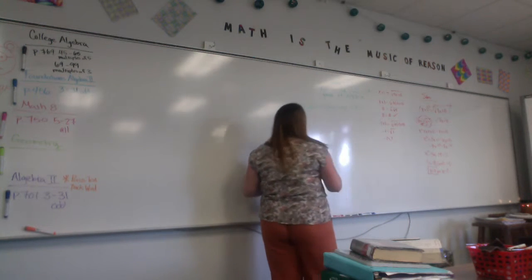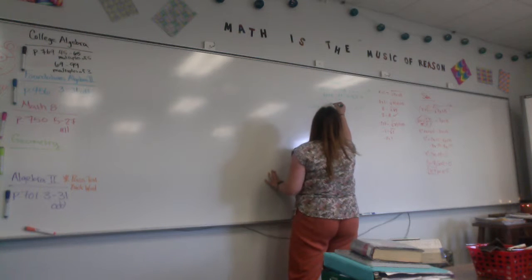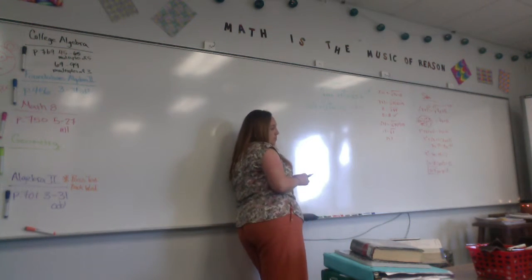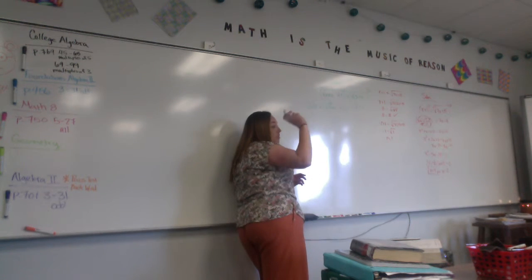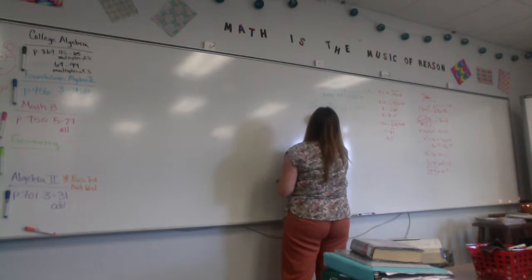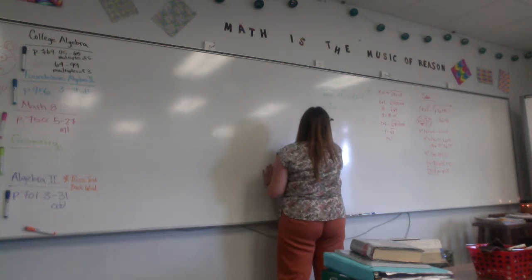Okay, so now I have to FOIL this. What happens when you FOIL the square root of x plus 2 times the square root of x plus 2? You just get x plus 2 because the square roots cancel out with the squared. So I get x plus 2. Okay? I'm going to put this like this so that I can see how it works.